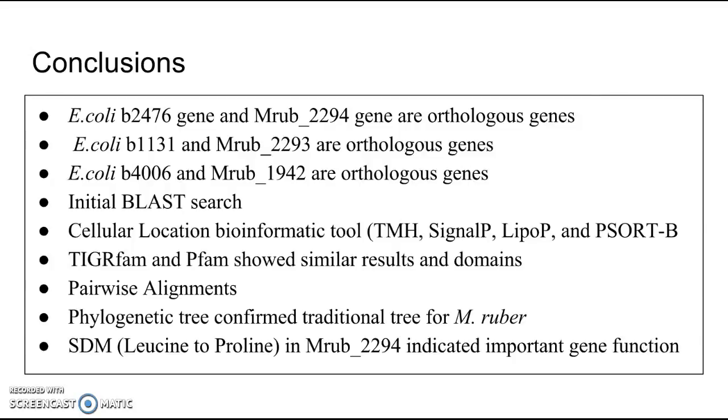In conclusion, I can conclude that E. coli B2476 and M. ruber 2294 are orthologous genes. E. coli B1131 and M. ruber 2293 are orthologous genes, and E. coli B4006 and M. ruber 1942 are orthologous genes to one another.